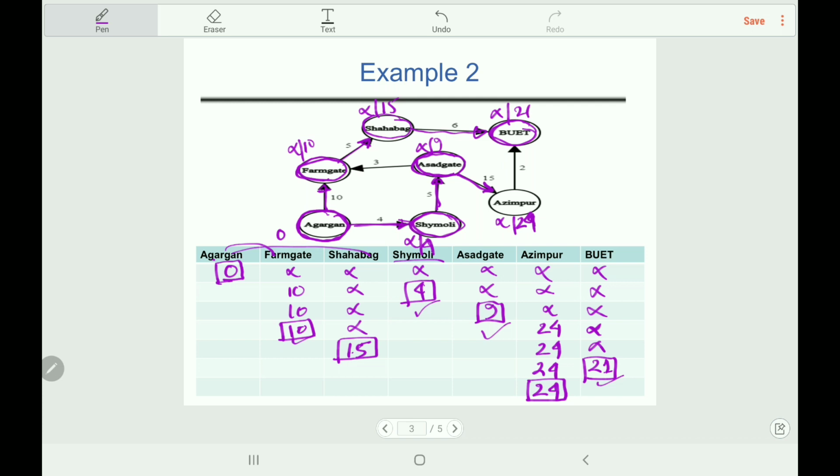Now we can even write the paths, the shortest path from Agarga to Buet, which is Agarga to Farmgate, Farmgate to Shahabag, Shahabag to Buet. In this way, this is the shortest path to reach from source Agarga to the destination Buet.